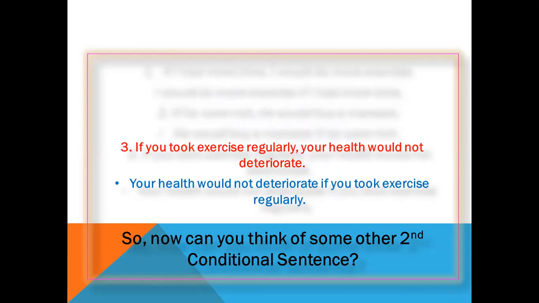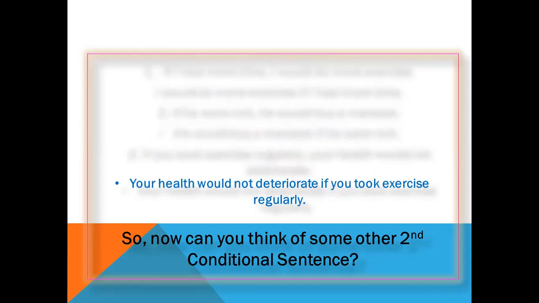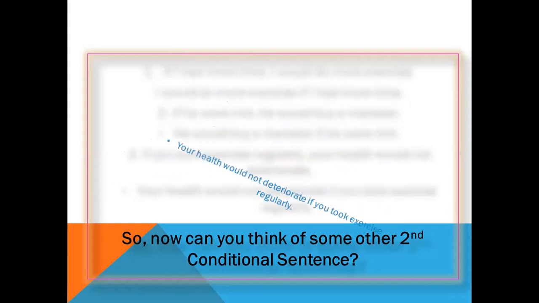And here we have the third example. If you took exercise regularly, your health would not deteriorate. Your health would not deteriorate if you took exercise regularly. Now, both of these last sentences mean that the person had not taken regular exercise, and that is the reason the health is not in proper shape, that is deteriorating. So now, can you think of some other second conditional sentences?